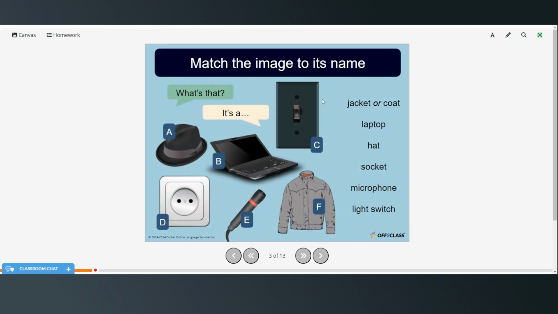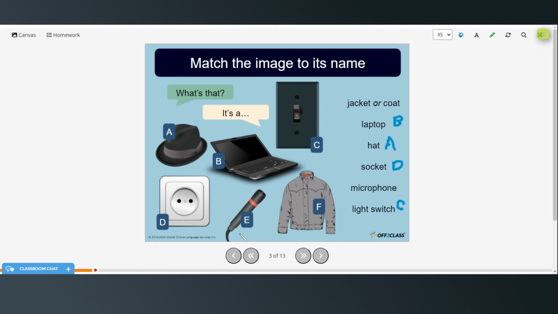All right, now we have to try to match each of these images to the picture. So letter A, what's that? Well, A would be a hat. It's a hat. How about B? What's that? It's a laptop. Letter C, what's that? It's a light switch. Letter D, what's that? It's a socket.